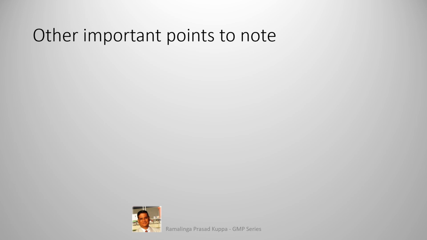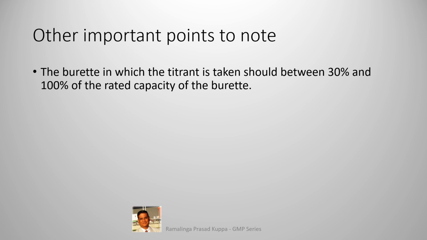Let us see other important points to note. The burette in which the titrant is taken should be between 30% and 100% of the rated capacity of the burette. This is an important point to note. Volume consumed for titration must be within this range of 30% and 100%. That means if you select a burette of 50 ml capacity, the titration should at least consume 30% of 50 ml, that is 15 ml.